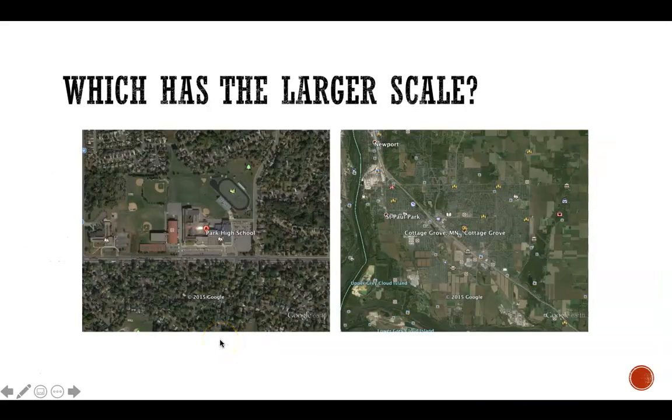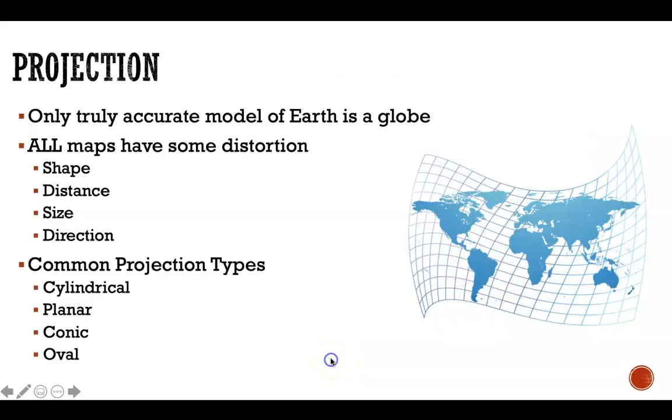All right, so which one has the larger scale? Remember, large scale, large amount of detail. So which one has the most detail? That would be the one on the left. But also remember, a larger scale covers a small amount of area. This one on the right is a smaller scale map compared to this one because it has less detail, but remember, it does cover a large amount of area. Don't get those two confused, please.